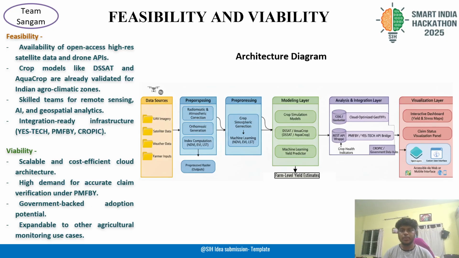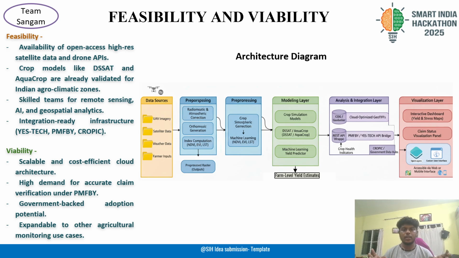How feasible is our solution, whether we can build it or not. That's how we came to it: we need a low-cost, open access solution. We leverage open access high-res satellite data and APIs, Sentinel, NASA and ISRO data, Bhuvan, and we stand on validated crop models tuned for Indian climatic zones. Our team covers remote sensing, AI, and geospatial analytics, and the ecosystem is integration ready with all the different economic zones and PMFBY and cropping.